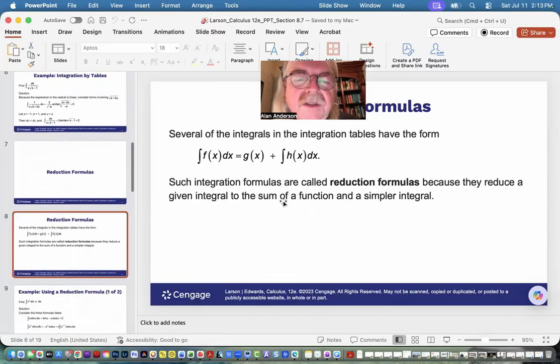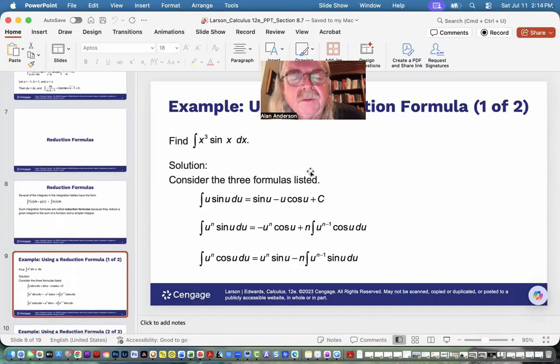Now, the reduction formulas are cases where we can take a horrendously complicated integral and break it up into a function plus another integral, where presumably h of x is easier to integrate than f of x. Otherwise, there'd be no point in doing this. So here's some suggestions. Let me copy these into our notes.